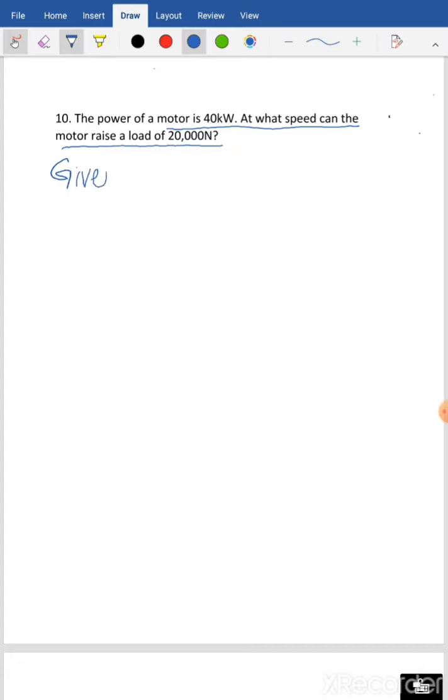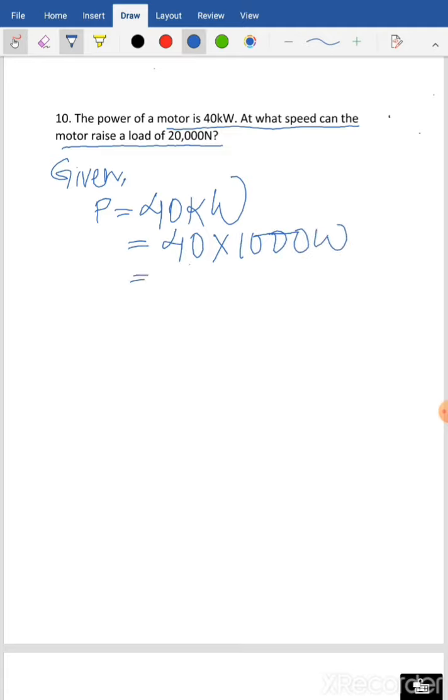Rule number 1, under the heading given, we'll jot down the things which are given. 40 kilowatt. Kilowatt is the unit of power. So that is P. So P equals 40 kilowatt. 40 kilowatt is nothing but 40 into 1000 watt. Alright, so here we get 40,000 watt. So the power here is 40,000 watt.